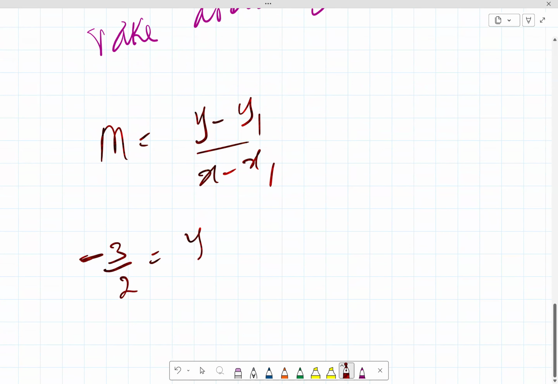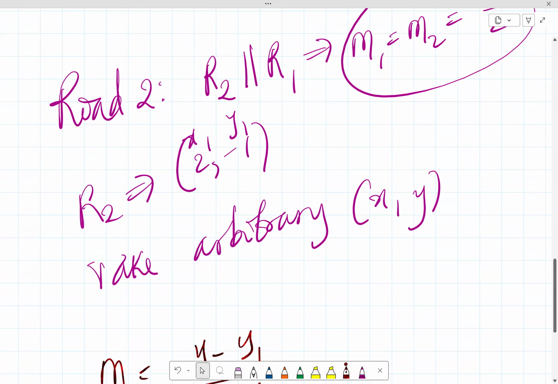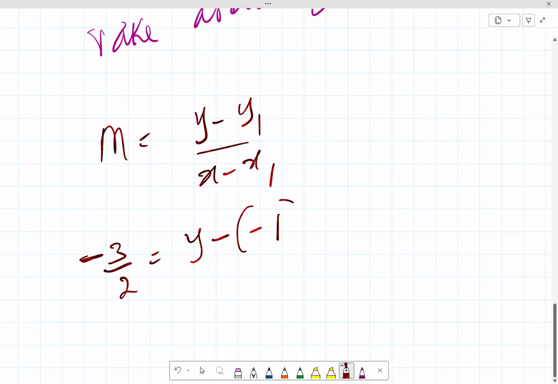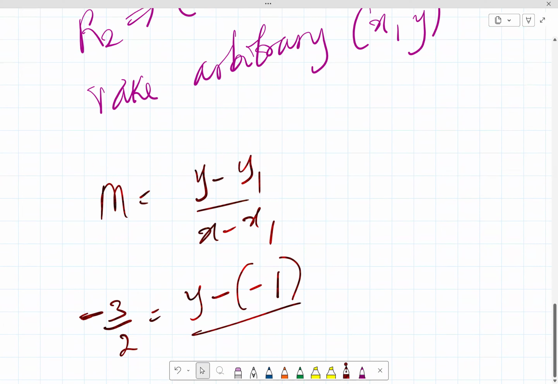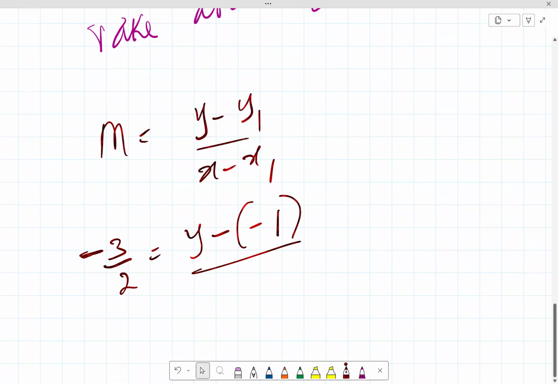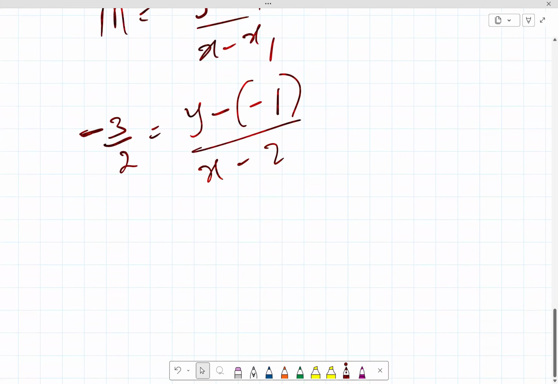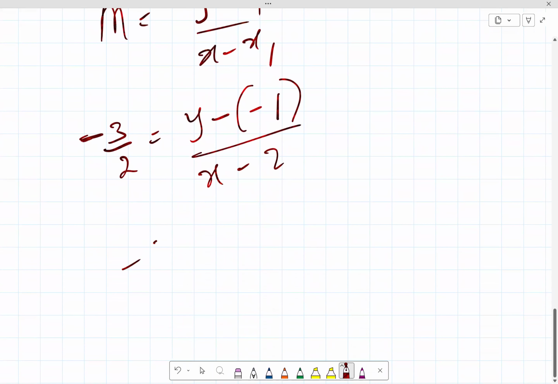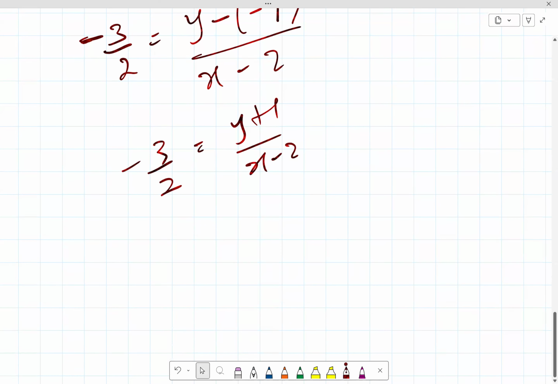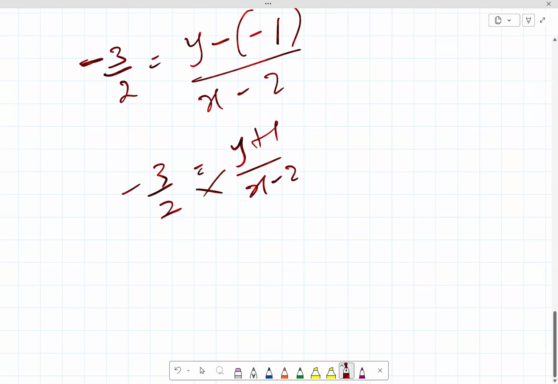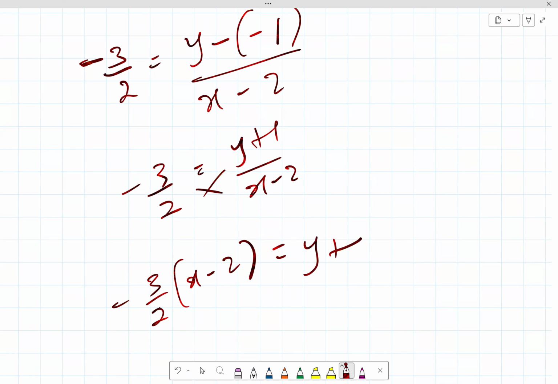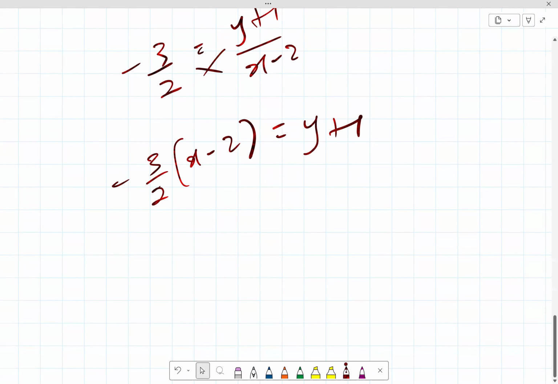-3/2 equals y minus y1, and y1 is -1, so that's y minus minus 1, over x minus x1, and x1 is 2, so that's x - 2. So we have -3/2 = (y + 1)/(x - 2). It's always good to free y. So cross multiply, or better still, we don't even have to do all that. We can just say -3/2 times (x - 2) is equal to y + 1. So the y is freed easily.